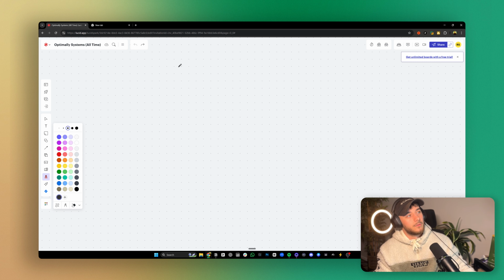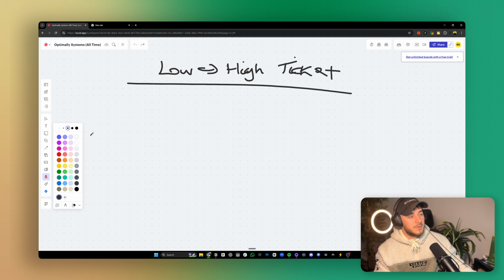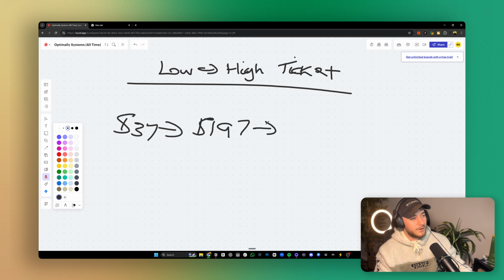The third type of funnel is what we call a low to high ticket funnel. So this is where you sell stuff progressively to people. You start by selling something really cheap, like $37 or whatever. You sell them into the next thing via a one-click upsell, say $197. This is just example numbers. And to the next thing, and then to the next thing, right? So this could be your high ticket at the end here.